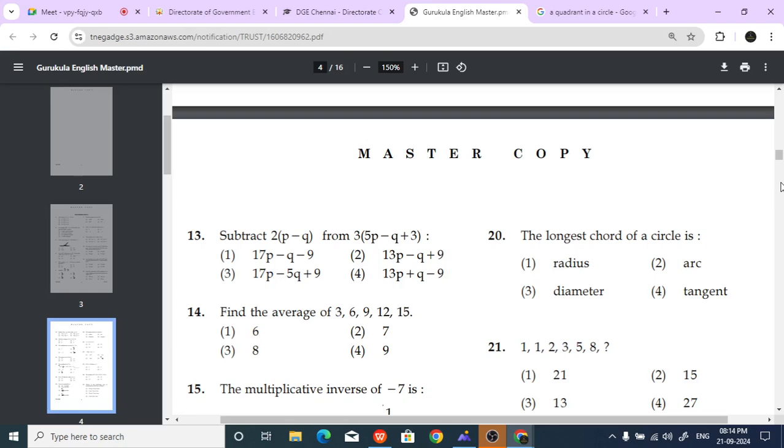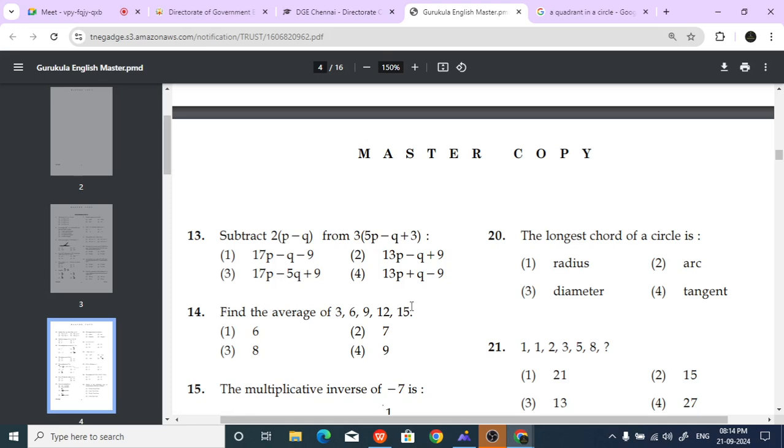All of you, please switch off your mic. Yeah, what is the answer for this? Sir, second one. Second one is the answer. Very good, fantastic. Whoever has said, what is your name, madam? Gayatri. Okay, very good. Gayatri, congratulations. Okay, go to question number 14.